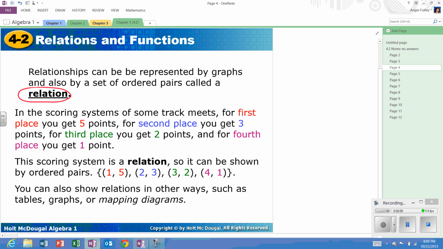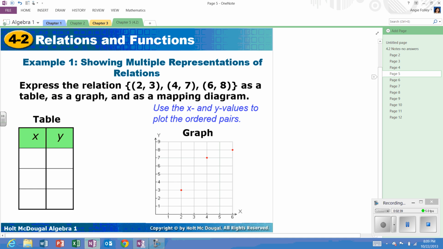For example, if you guys run track, for track meets, for first place, you get 5 points. For second place, you'll get 3 points. For third place, you get 2 points. And for fourth place, you get 1 point. So the scoring system, we can write that as a relation, and it can be shown in ordered pairs. So like for first place, you get 5 points. For second place, you get 3 points. For third place, you get 2 points. And for fourth place, you get 1 point. So this is a group of ordered pairs, and it's also called a relation, okay?